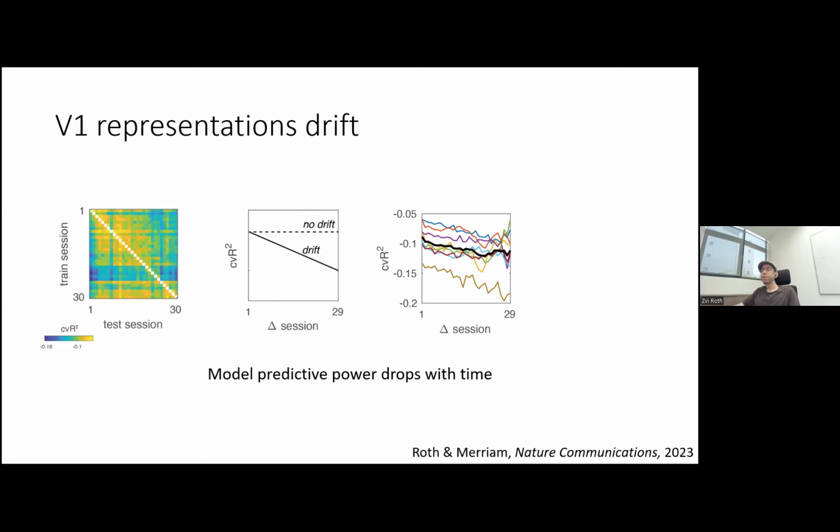Now, to test whether this drift is significant, we used a permutation test, shuffling the order of sessions. And here I'm showing you the null distribution in gray, and the actual amount of drift is the black bar. And you can see that there is a negative correlation, meaning that CV R-squared decreases with delta session, right? Those lines are slightly dropping. And the point here is that it's more negative than the entire null distribution, meaning that we wouldn't expect to see such an effect by chance. Okay, so this drift is significant.